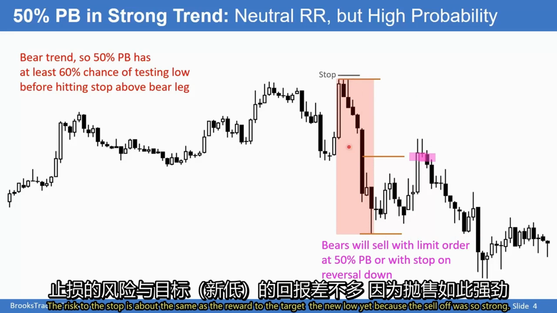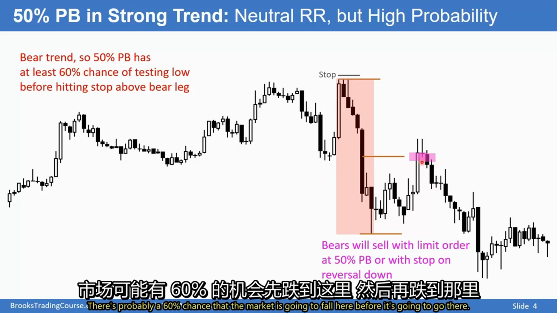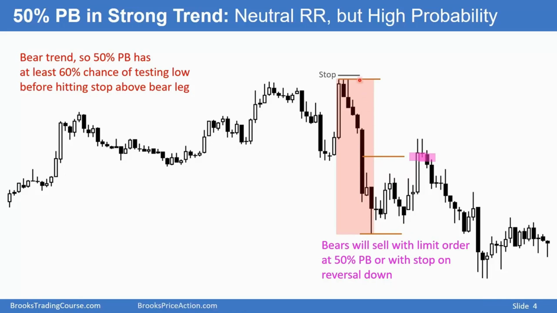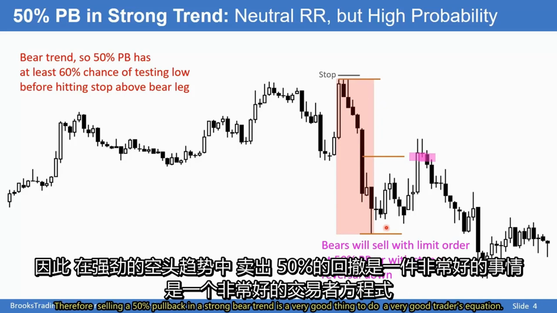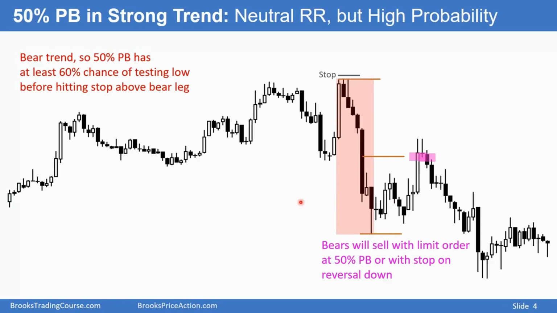Yet, because the sell-off was so strong, there's probably a 60% chance that the market is going to fall here before it's going to go there. Risk is equal to reward, but probability is maybe 60%. Therefore, selling a 50% pullback in a strong bear trend is a very good thing to do, a very good trader's equation.